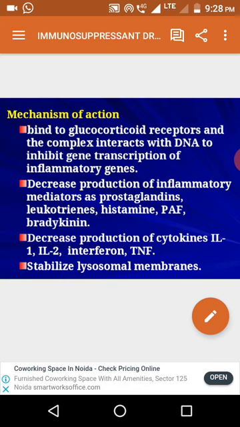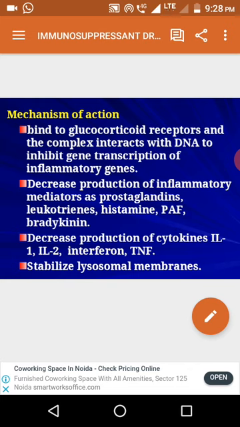Glucocorticoids go into the T lymphocytes, where they bind with glucocorticoid receptors. Later on, the glucocorticoid receptor complex translocates to the nucleus, where it binds to DNA, to the glucocorticoid response element gene in the DNA, and inhibits the transcription of inflammatory genes, the cytokine genes.